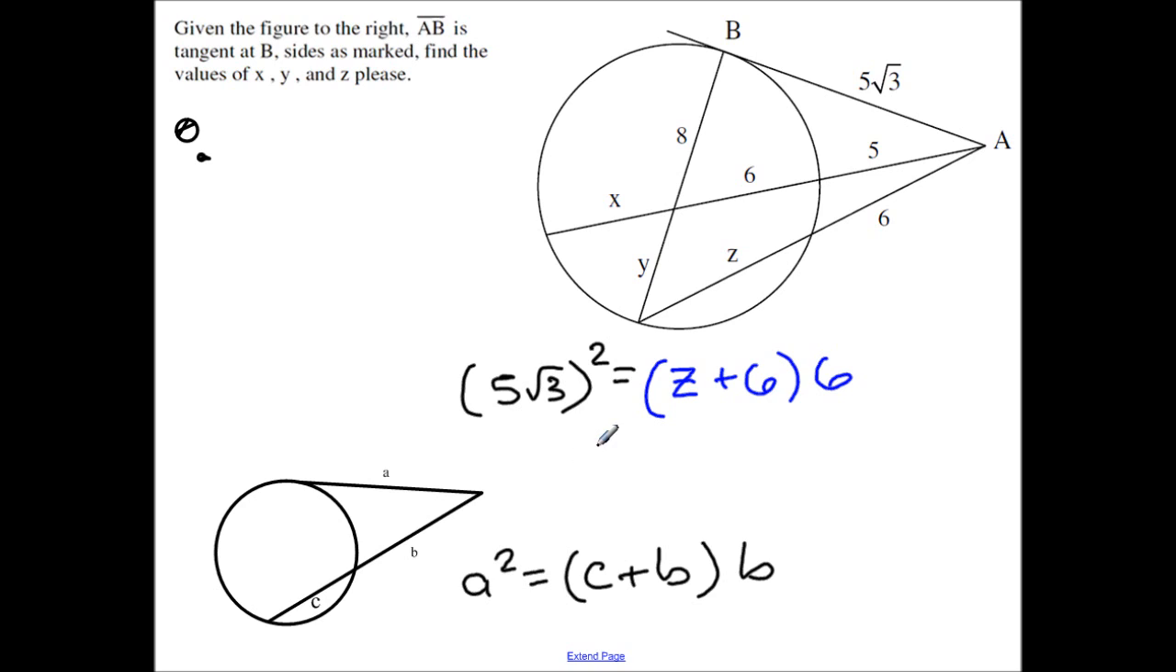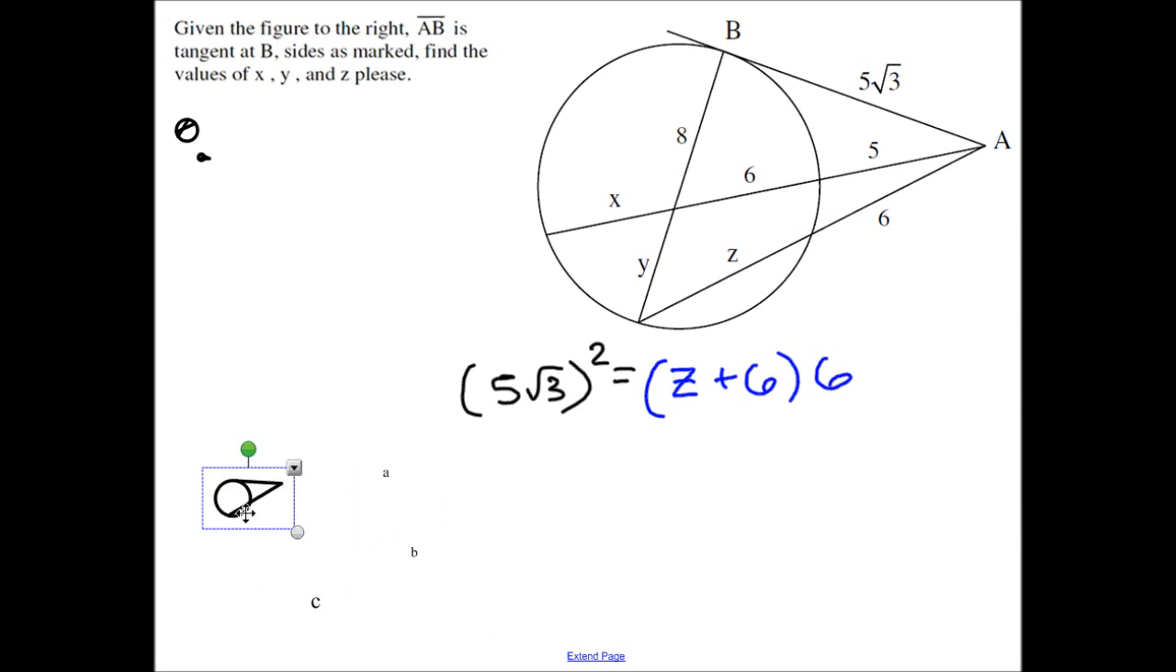So when I go ahead and solve this, let me clean up this house. If I square this, meaning multiplying it by itself, just to write it out, I get 5 root 3 times another 5 root 3. So real simply, this is 25. And root 3 times root 3 is 3, so this is 25 times 3, or 75. And then over here we have, using the distributive property, 6z plus 36.